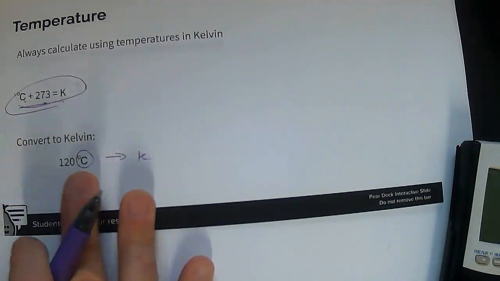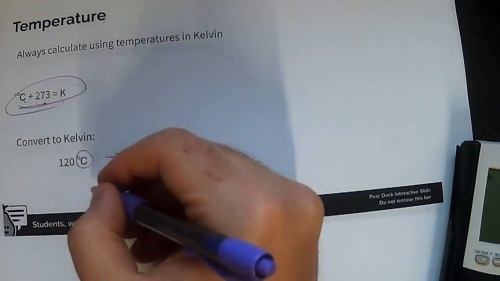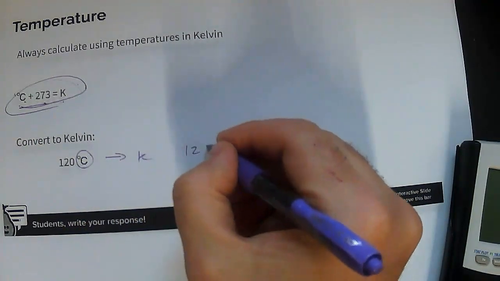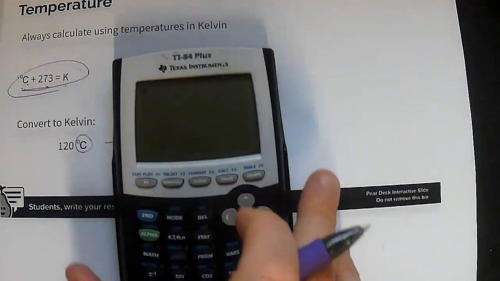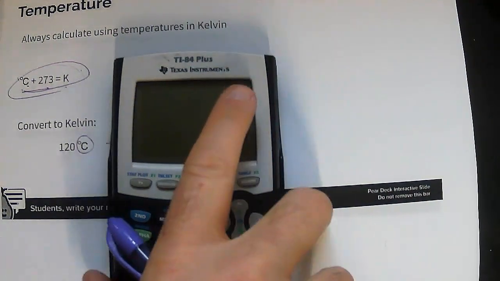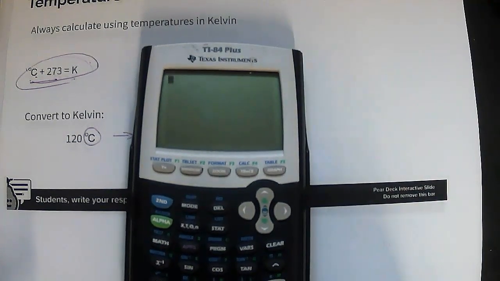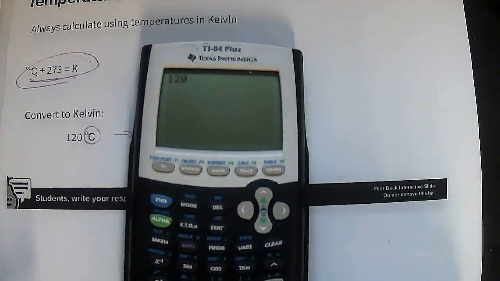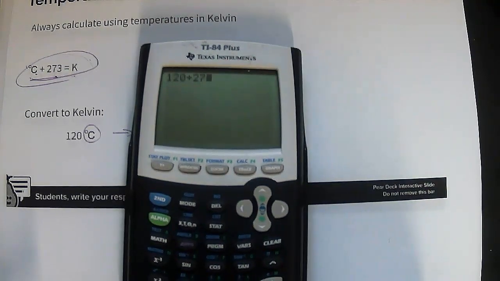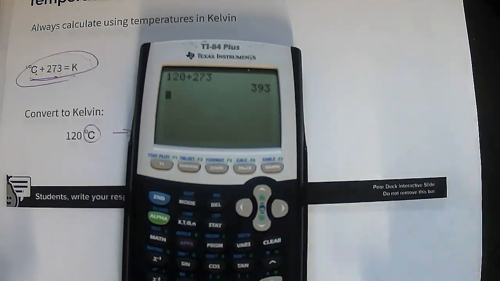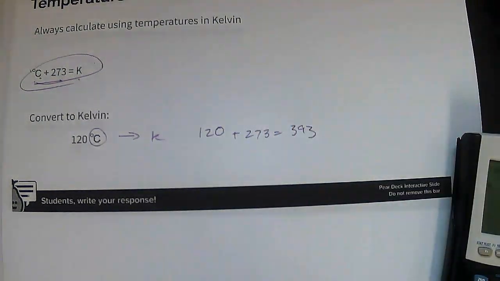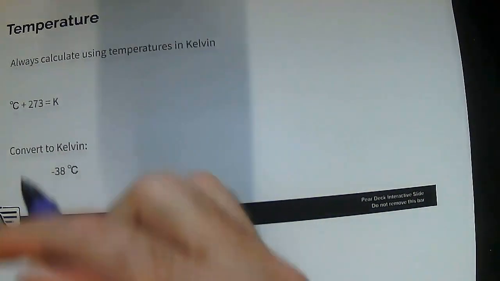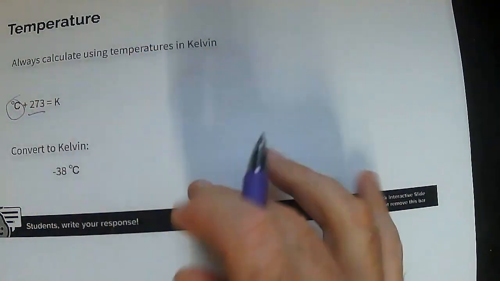So we're going to do this. In order to do this, we're going to do 120 plus 273. So now we get out our calculator, and we do 120 plus 273, and that's 393. Some of you may be able to do that in your head. That's fine. So now, again, it's the temperature in Celsius plus 273.